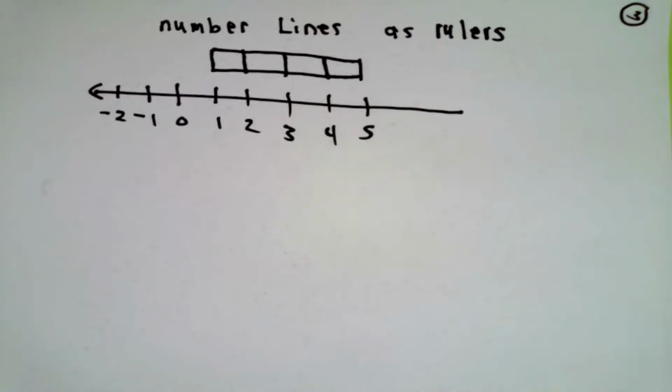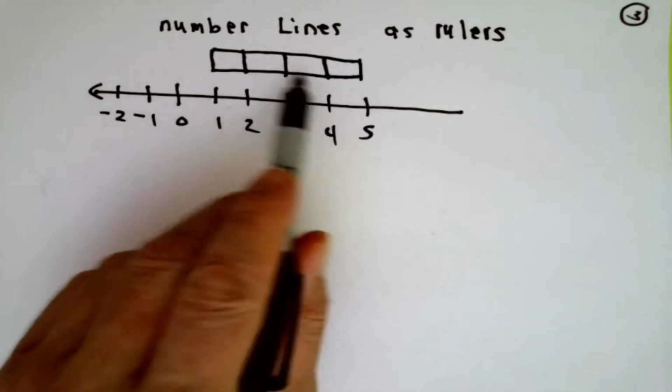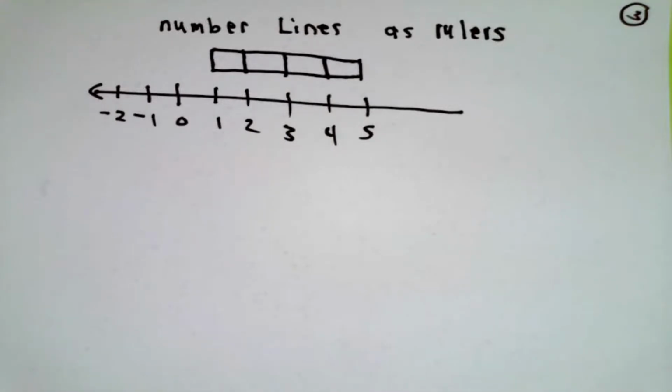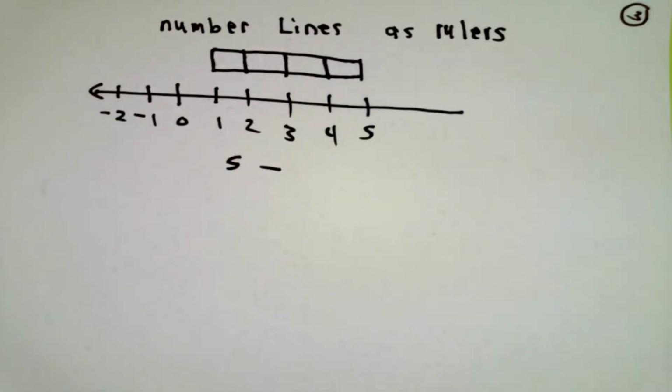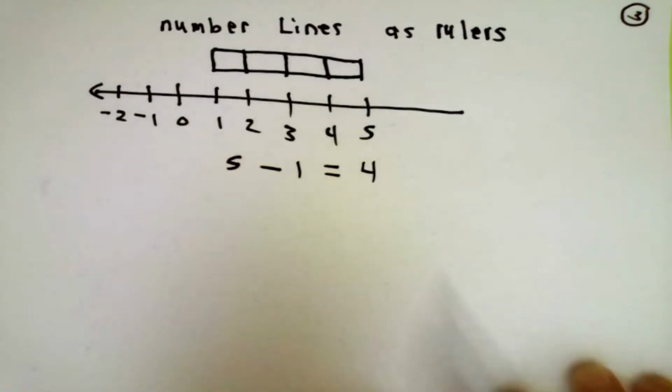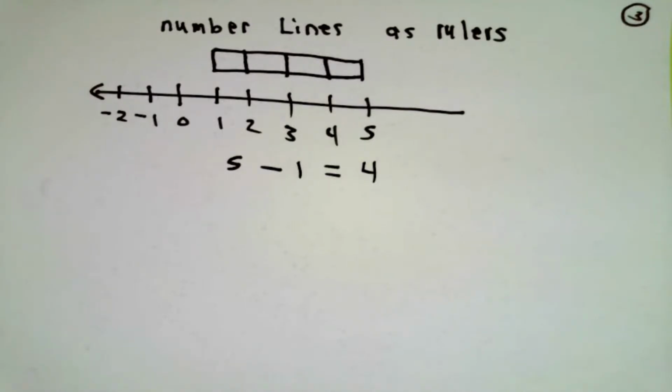If I had a horizontal rectangle that was 4 units long, as indicated by splitting it up into 4 smaller rectangles, if I wanted to know the horizontal length of this, then obviously it's 1 unit, 2, 3, 4 units in length. I want to observe that if I take the number on the number line that goes with the right end and subtract away the number that goes with the left end, I get the length of the horizontal rectangle.